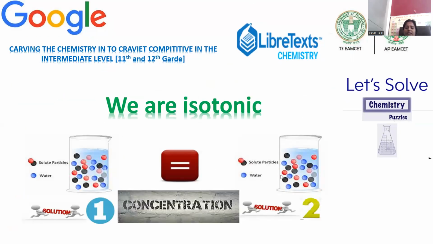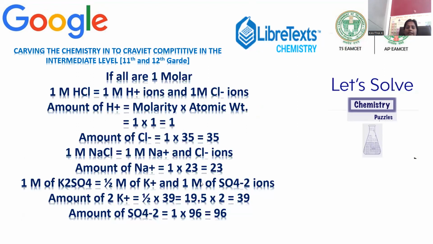Right. So here is the clear description given for an isotonic solution. Any solution is made up of two components called solvent and solute. Solute particle number matters for the concentration. If solution 1 and solution 2 concentrations are exactly equal, both are said to be isotonic in nature.